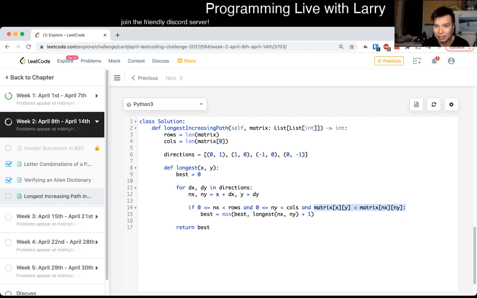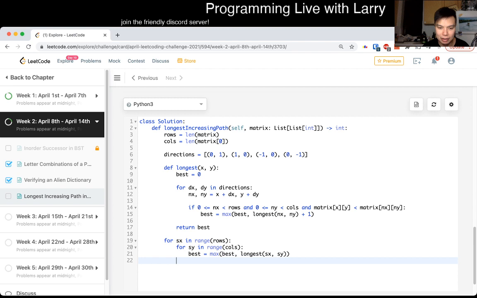And this is roughly 95% of the code. As we said, we'll just max over all possible x, y. So let's do starting x in range of rows, starting y in range of columns. Let's also call it best, equal to max of best, longest, and then we return best.